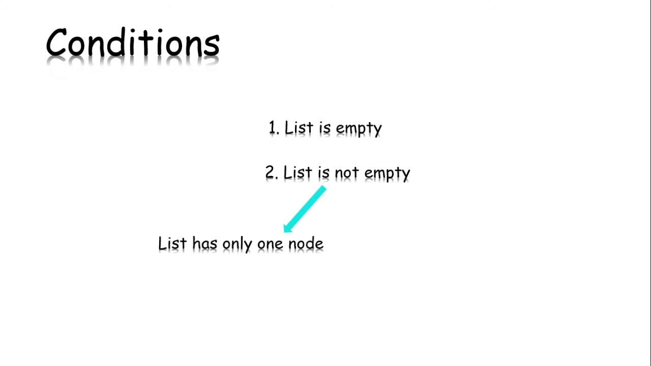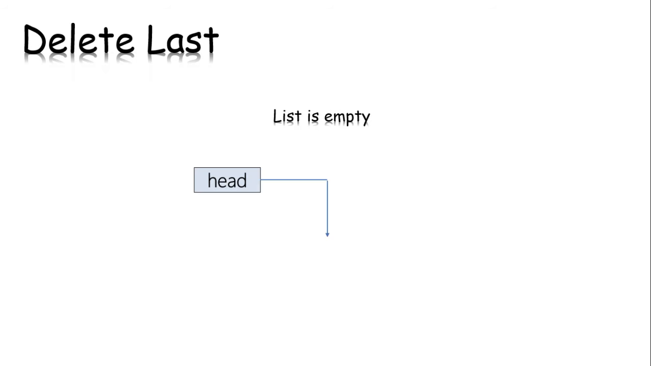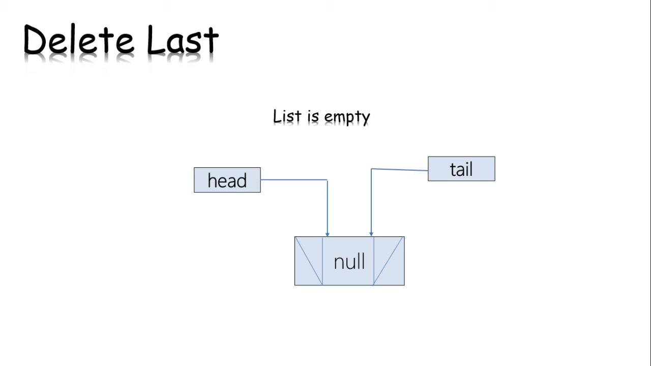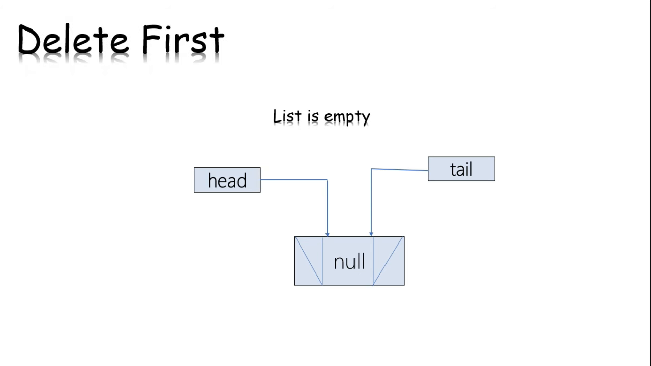There are two possible conditions of a doubly linked list when you are about to delete a node. The first condition is when the list is empty, and the second condition is when the list is not empty. When the list is not empty, there are two possibilities: the list has only one node, or the list has many nodes. When the list is empty, the head pointer and tail pointer point to null. Therefore, when you try to delete a node in this situation, your program should throw an exception.